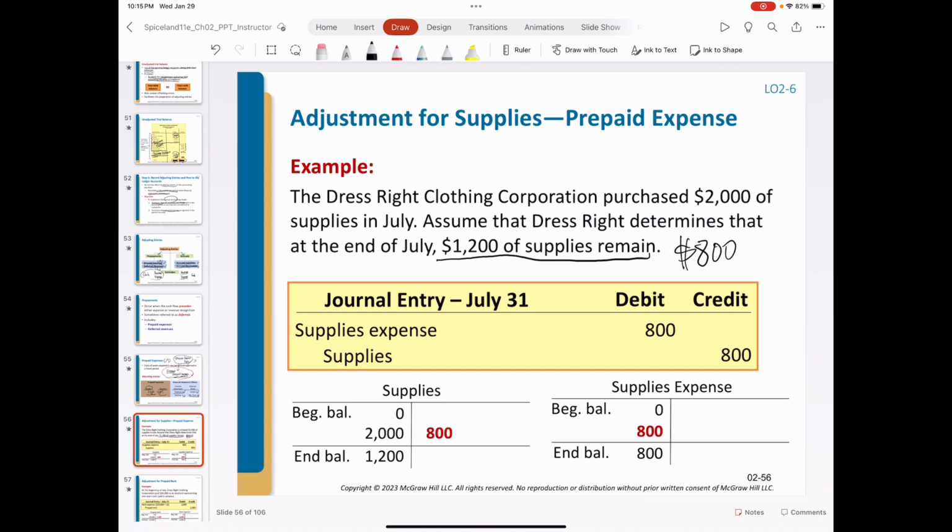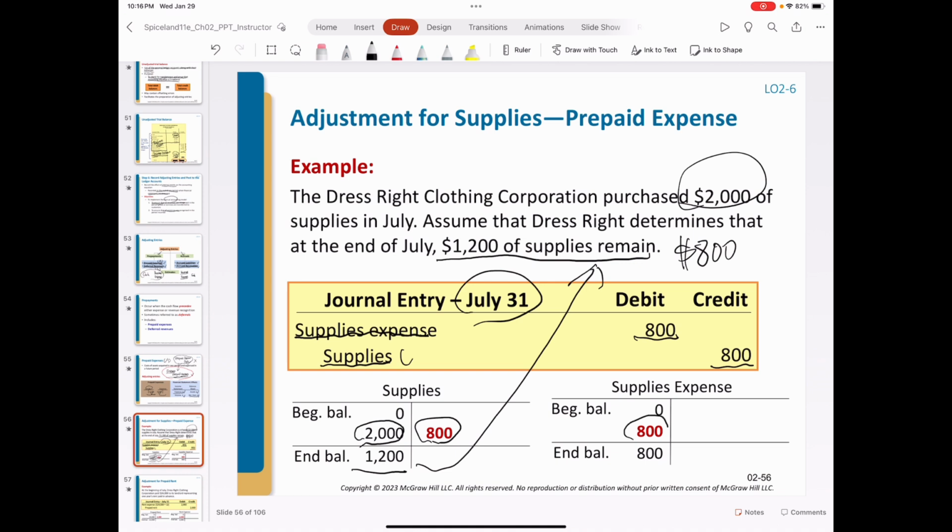So for the adjustments, we should debit expense. Here particularly, we debit supply expense, $800. Then we credit the asset, supply, which is a prepayment here, by $800. So this journal entry is made on July 31st. This is an adjustment. Originally, the company's supply balance was $2,000. After this adjustment, the balance is $1,200. It will be consistent with the physical value of the supply we found.